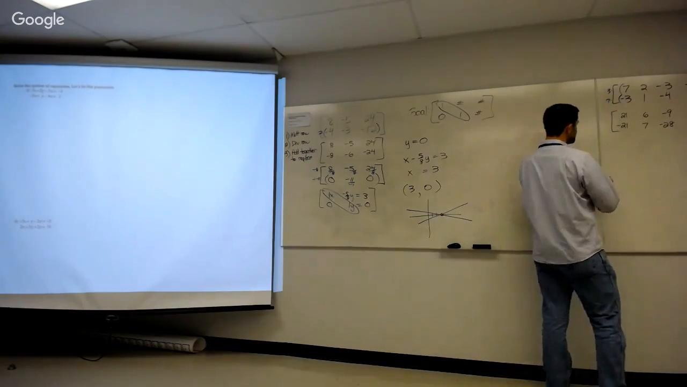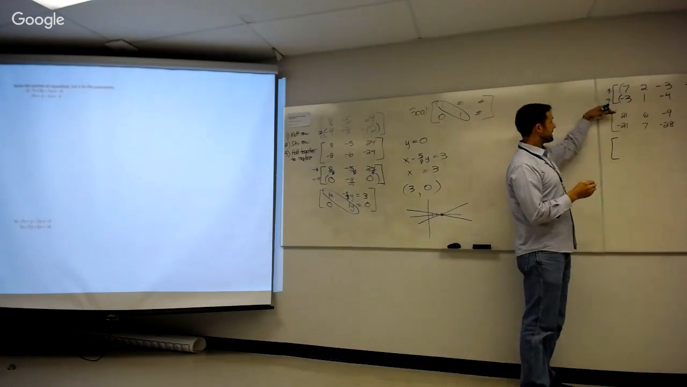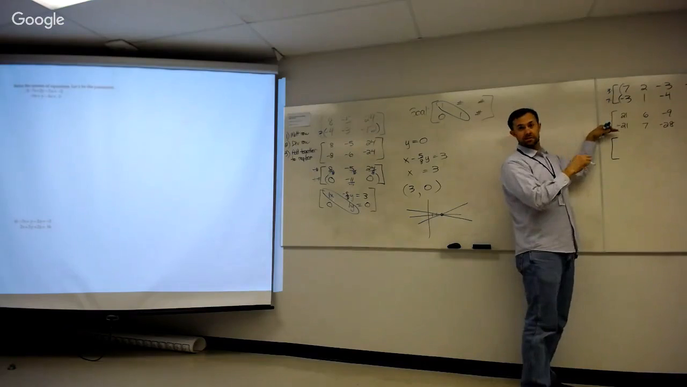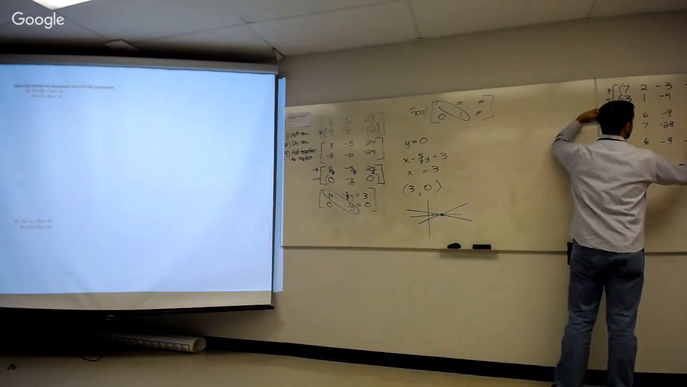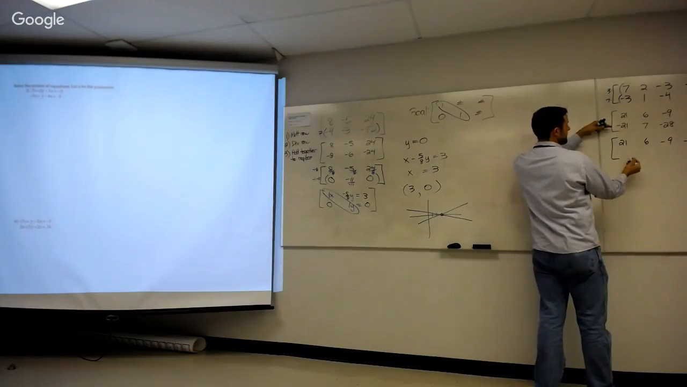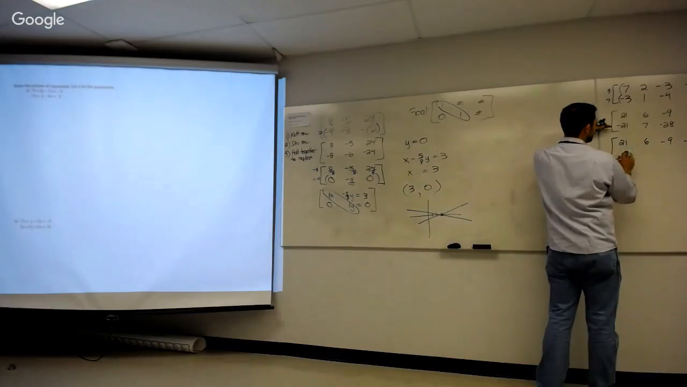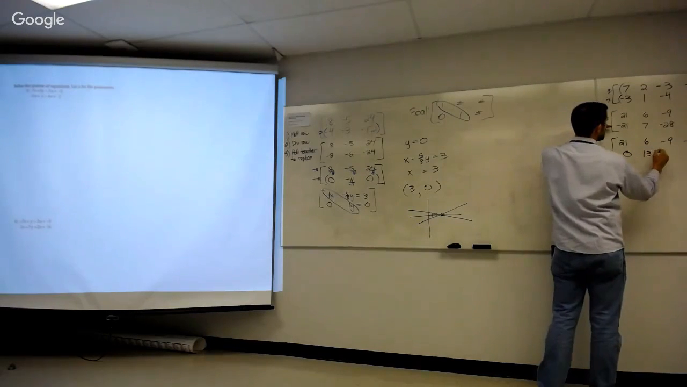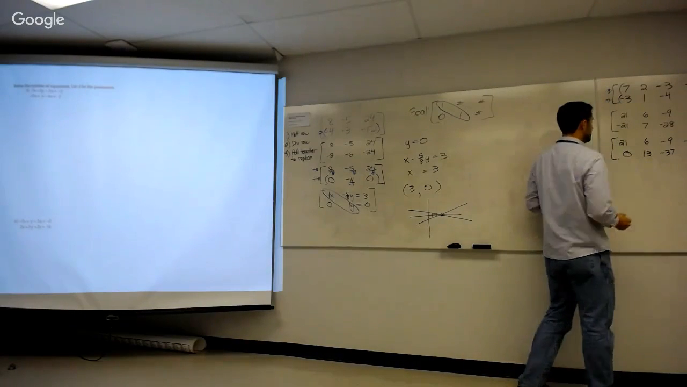Okay, so now what are we going to do? Whenever you add 2 rows together, you keep one and you replace the other. So let's keep the top one, 21, 6, -9, -9, and replace the bottom one. And what will we replace it with? 0. 13. -37. 5. Way to go.